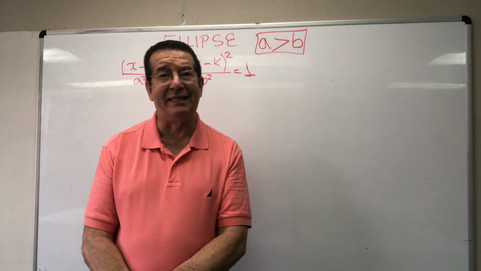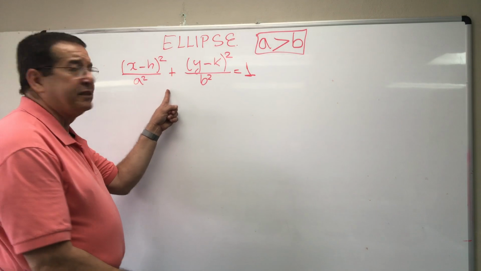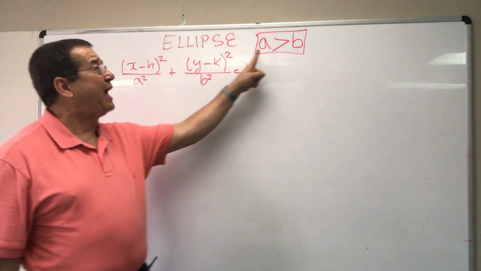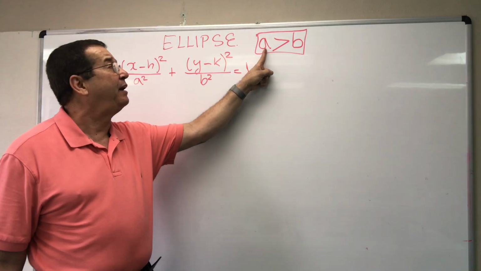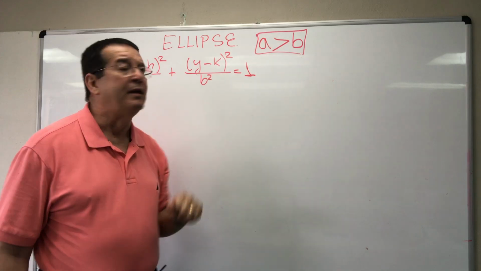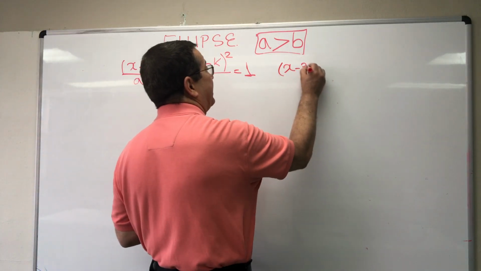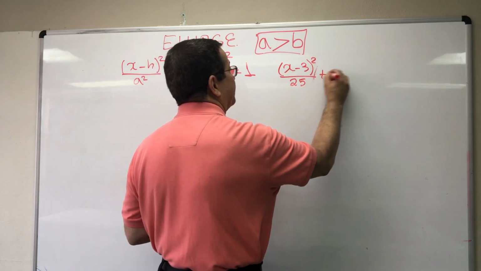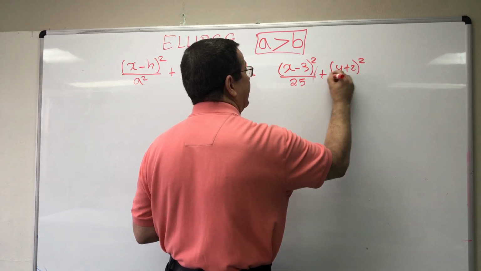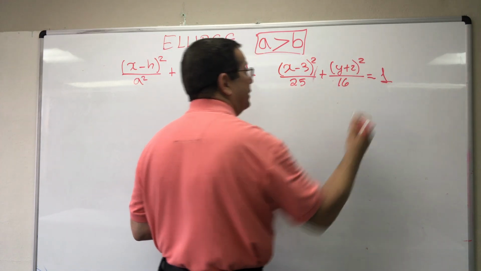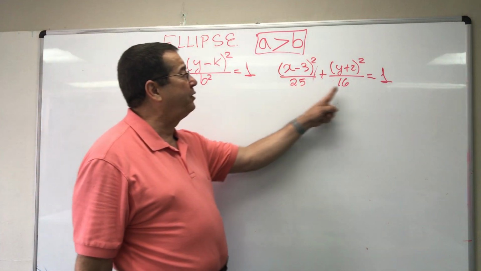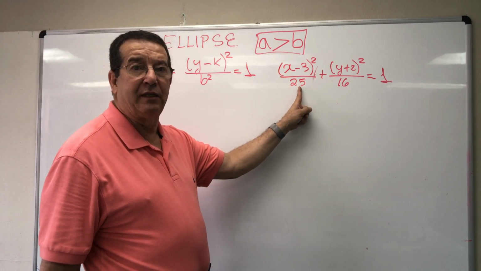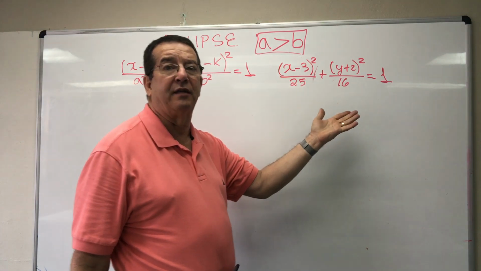The equation to represent the ellipses is like this. Remember, the value of A is always greater than the value of B. For example, if you have (x minus 3) squared divided by 25 plus (y plus 2) squared divided by 16 equals 1, you find the big value of these two. The biggest value is 25. Yes or no? Between 25 and 16, 25 is the greatest value.